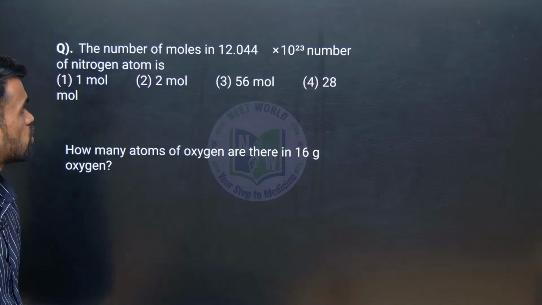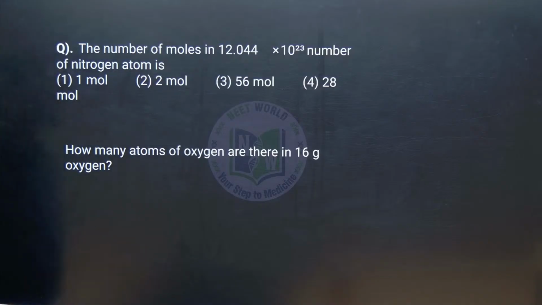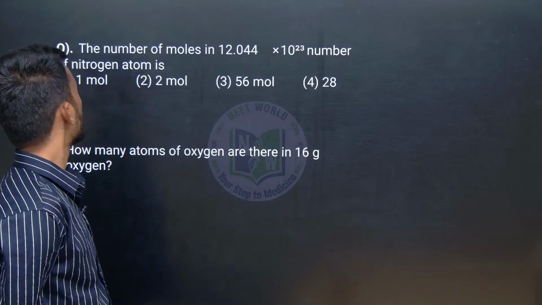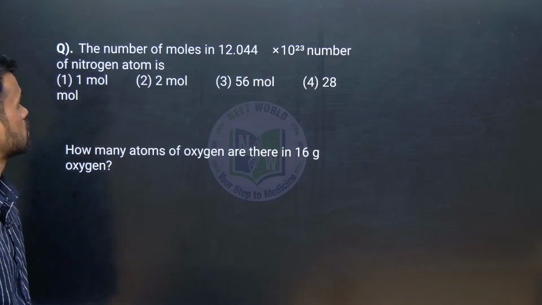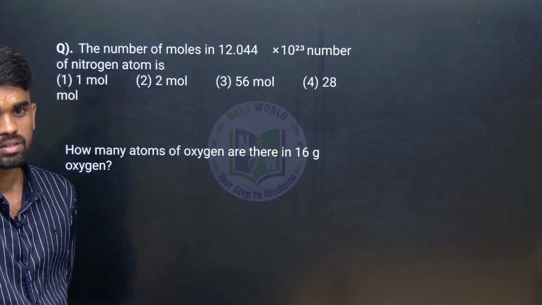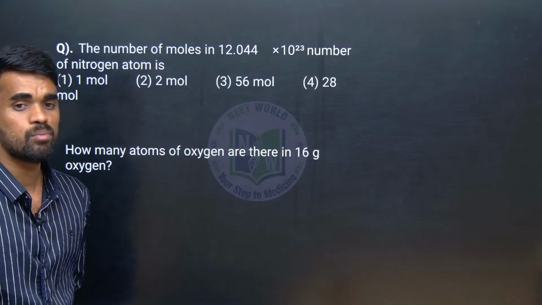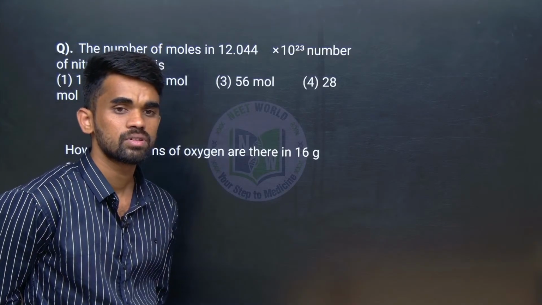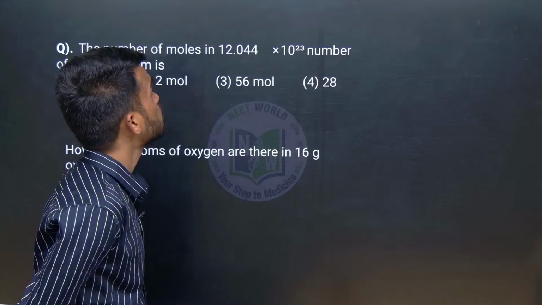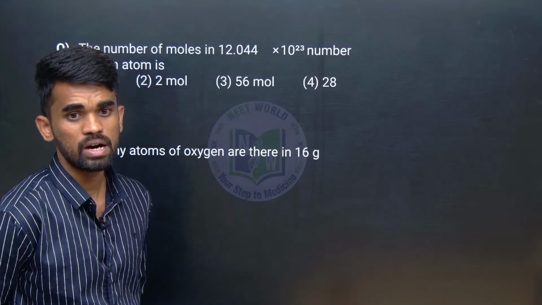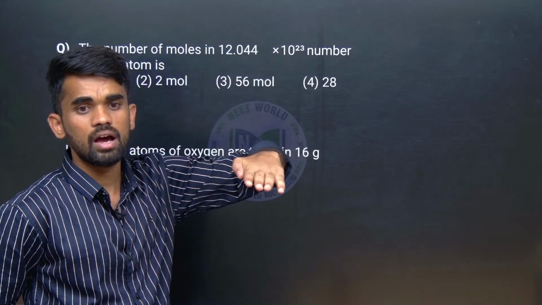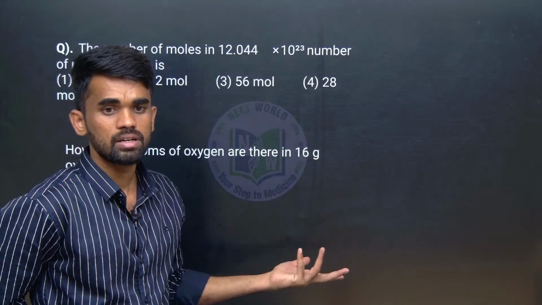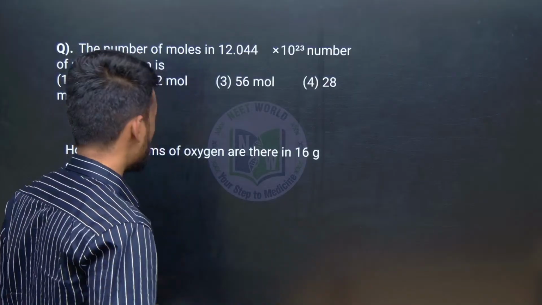Yes, very easy question. Number of moles in 12.044 into 10 power 23 number of nitrogen atoms. Yes, very easy. 1 mole nitrogen means? 6.022 into 10 power 23 atoms. Right. Here this many number of atoms is given. So what we need to take? Given number of atoms by Avogadro number gives number of moles. Yes. So what is the basic formula?